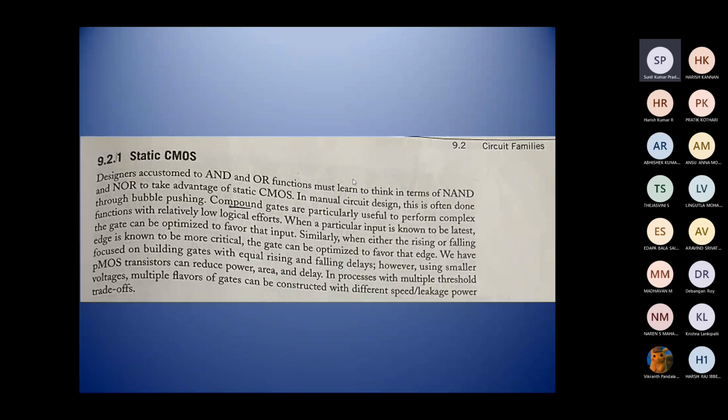When a particular input is known to be the latest, the gate can be optimized to favor that input. Similarly, when either the rising or falling edge is known to be more critical, the gate can be optimized to favor that edge. It is written here, so you can have a look. We have focused here on building gates with equal rising and falling delays. However, using a smaller PMOS transistor can reduce power, area and also delay. With multiple threshold voltages, multiple flavors of gates can be constructed with different speed and leakage power trade-offs.